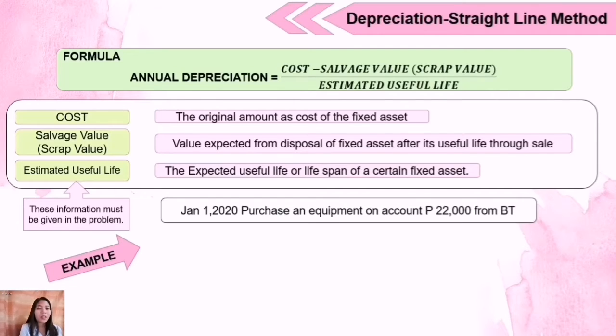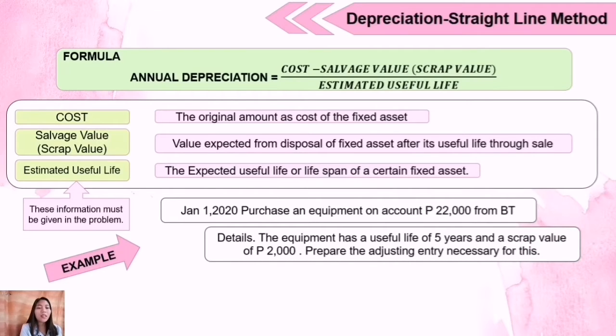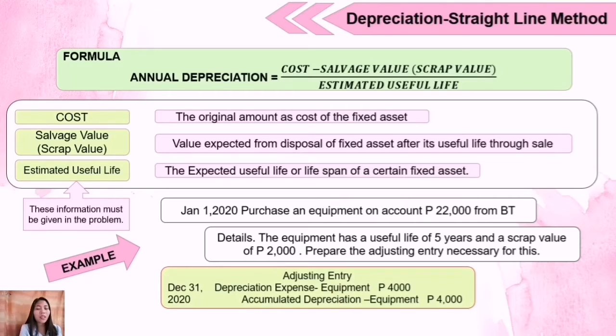For example, on January 1, 2020 we purchase an equipment on account for 22,000 pesos. The details: the equipment has a useful life of 5 years and a scrap value of 2,000. Now, we are to prepare the adjusting entry on December 31, which is a 1-year period, January 1 up to December 31. So the entry is depreciation expense equipment, because the equipment was used, then accumulated depreciation equipment. Then the amount is 4,000.